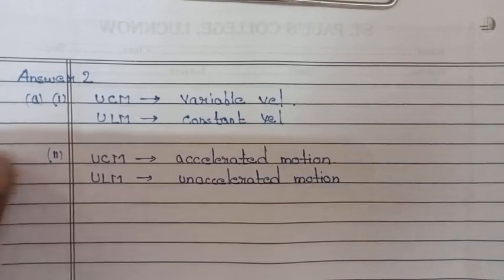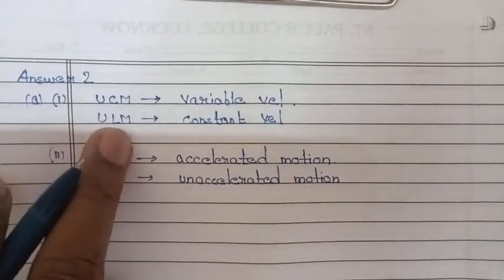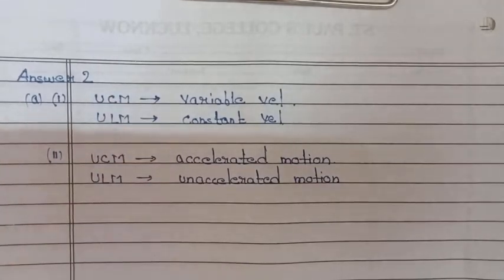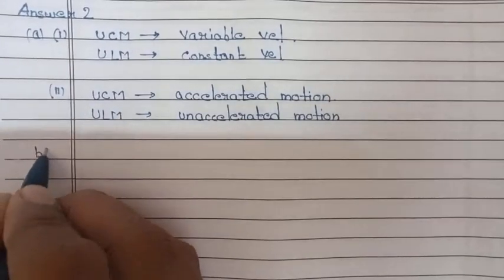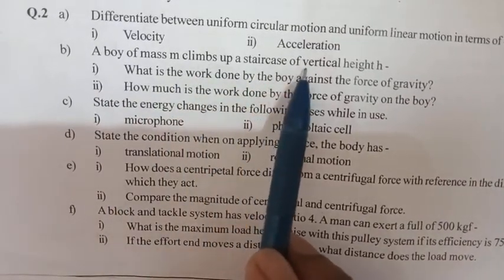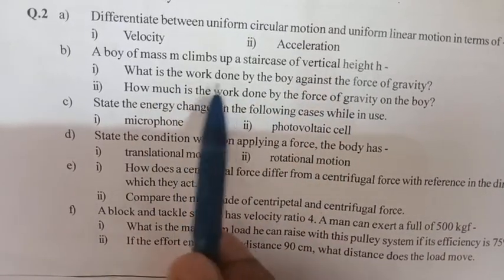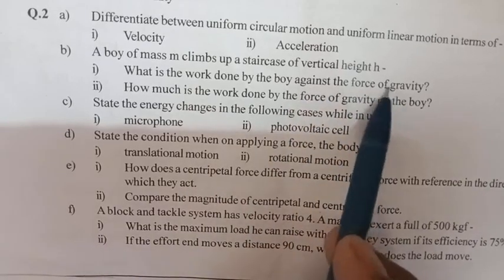So in the first part, we have to differentiate between UCM and ULM, first in terms of velocity, then in terms of acceleration. Okay, moving to part B of this question. Part B says, a boy of mass m climbs up stairs of vertical height h. What is the work done by the boy against the force of gravity?